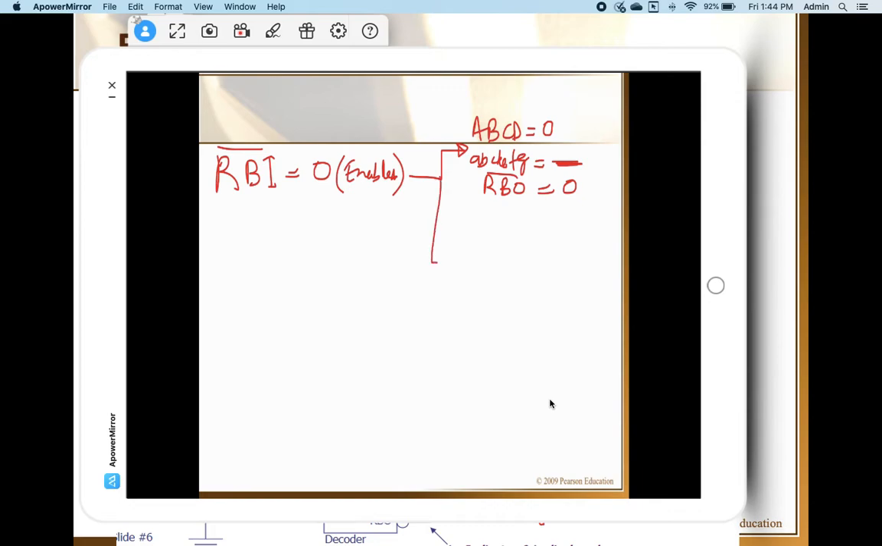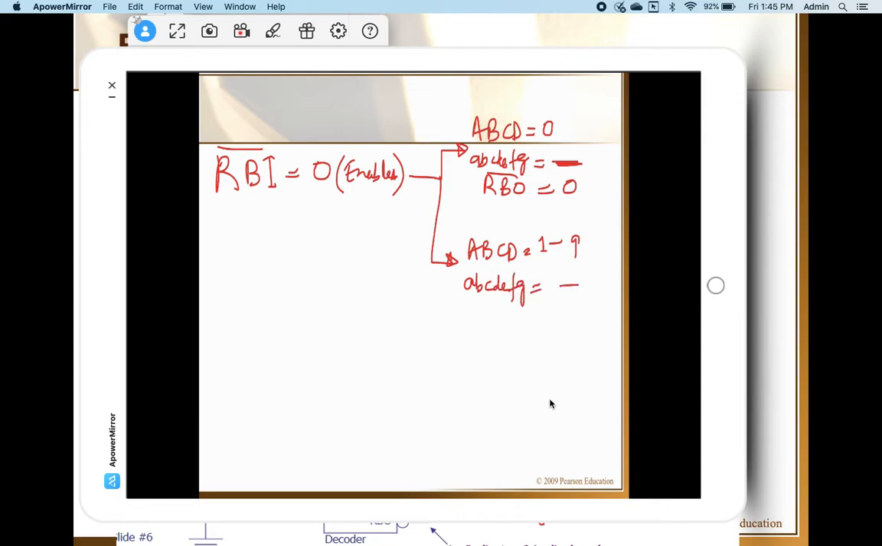The other condition is that ABCD has some other value other than 0, some other number, 1, 2, up to 9, and A, B, C, D, E, F, G.